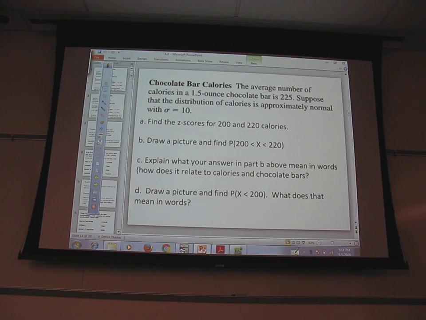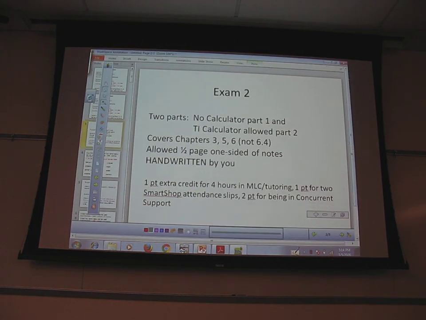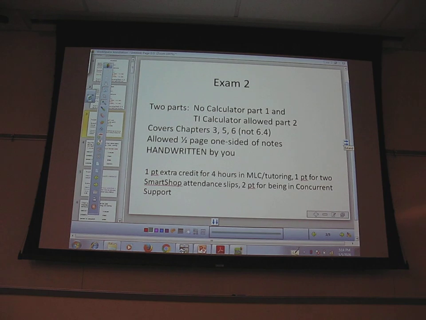So let's jump in on what we've got. Exam 2. Don't forget, there are 2 parts. The first part, I will use a very basic calculator. It can add, subtract, multiply, divide, that's it. Who needs one of those to borrow? Only 3 people? 4 people, that's it? All the rest of you have one? Okay. So I will bring some. I should have enough for the 6 of you. The rest of you should bring your own.